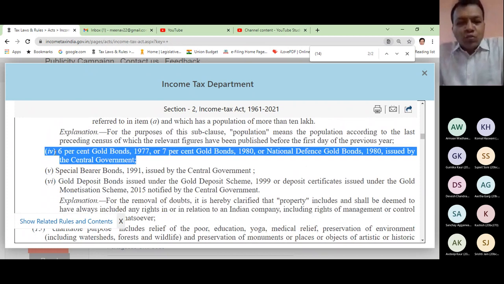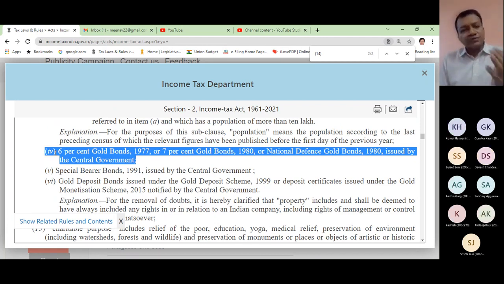These bonds, 6% gold bonds 1977, 7% gold bonds 1980, National Defense Gold bonds, issued by the central government. So many times government issues gold bonds to reduce the importance of gold, to reduce specifically the import of gold. Most of the gold in India lies in the bank lockers or maybe at our home. So many people are having gold, especially ladies have the tendency in India to have gold, heavy amount of gold. But that amount which you invest in gold is not in circulation, so that is not used for the economy. That is of no use.